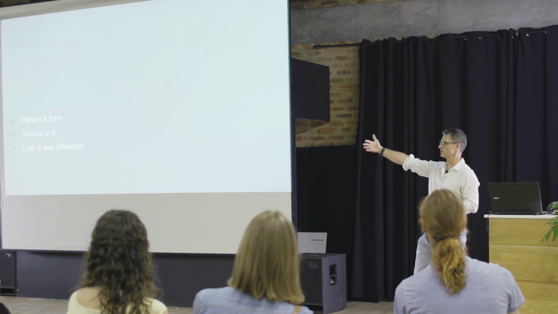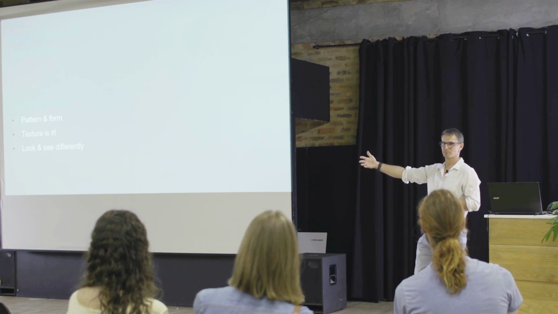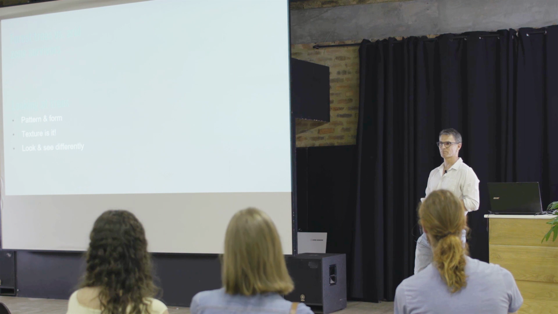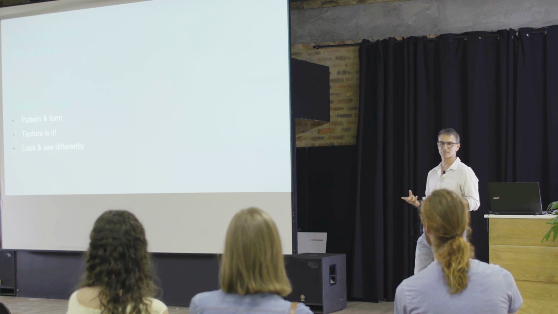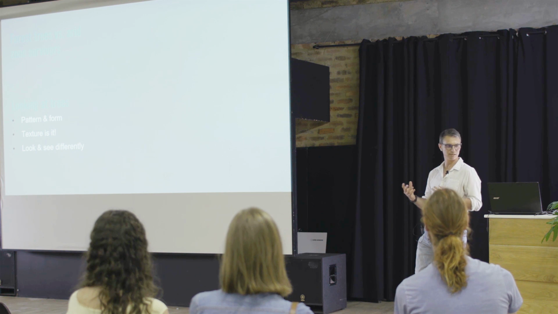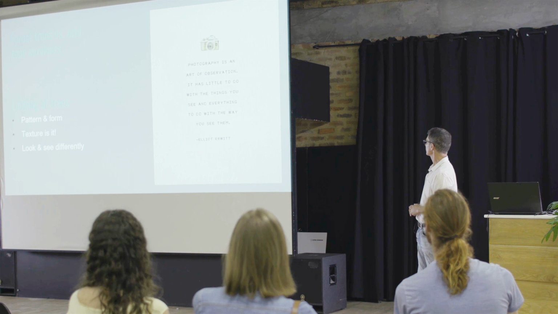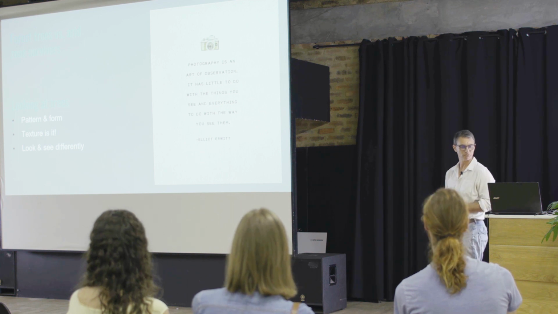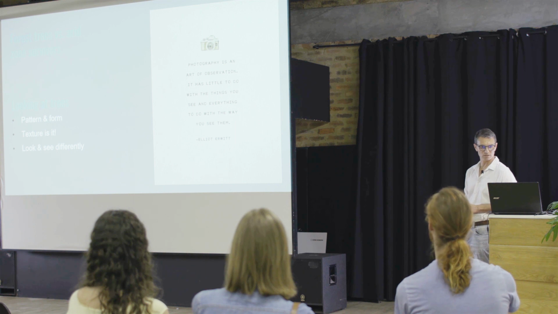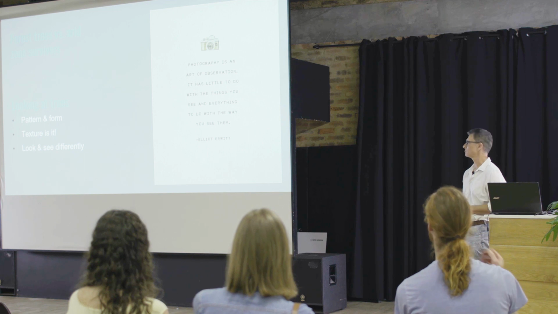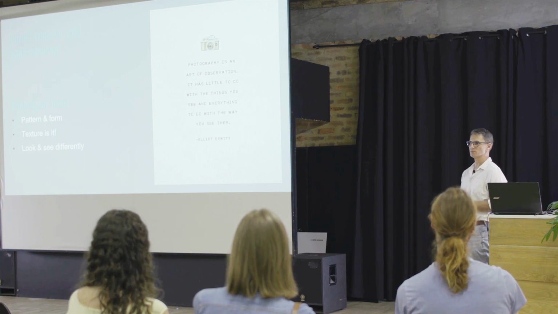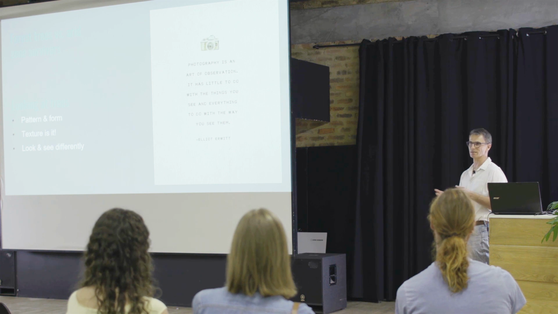You can always take a photo of a tree head on in perfect sunlight and it looks good, but it's just a tree. If you look at it differently, you get a different image, and it can convey meaning in a much more interesting way. This is a quotation. Photography is an art of observation. It has little to do with the things you see and everything to do with the way you see them. So what meaning you get from a tree or any other object in the universe depends on how you look at it.